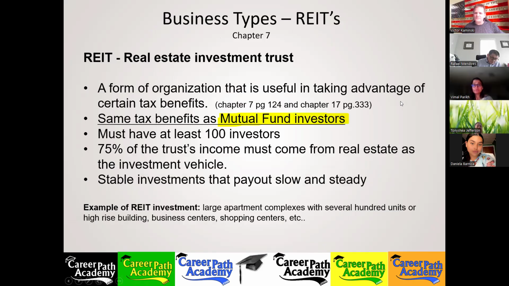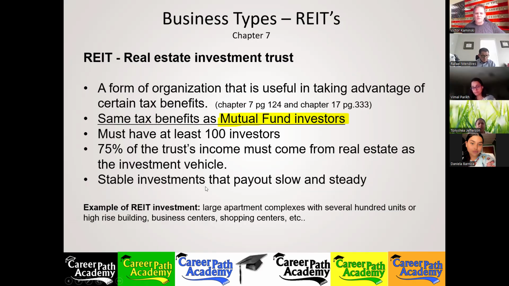A REIT. REIT stands for Real Estate Investment Trust. It's a form of organization that's useful for taking advantage of certain tax benefits. They get the same tax benefits as mutual fund investors. Who says you need to invest in funds and bonds for your retirement plan? Why can't you invest in real estate? Well, you can. It's called a REIT. In order to have a REIT, you got to have at least 100 investors, and at least 75% of that trust income must come from real estate as the investment vehicle.